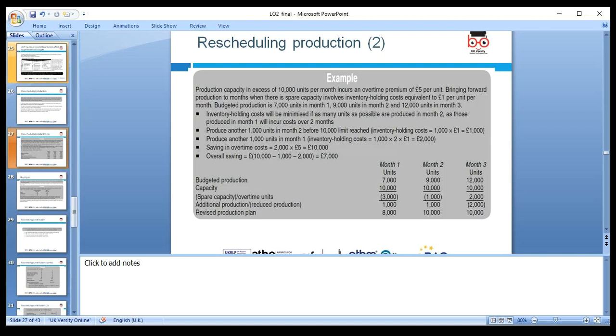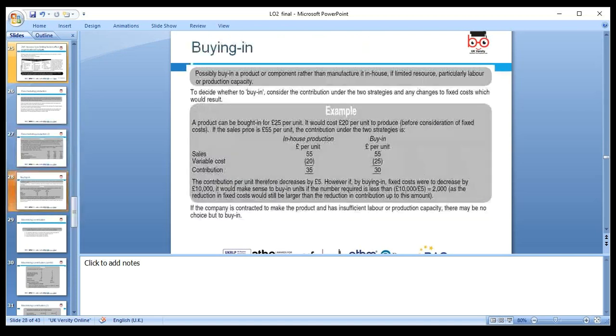So we can revise our production. We can produce 8,000 in month 1, then 10,000 in month 2, and of course 10,000 in month 3 as well. Overall, in month 3 we have a demand of 12,000, so we can meet the demand. The limiting factor was capacity, and we can do the planning.